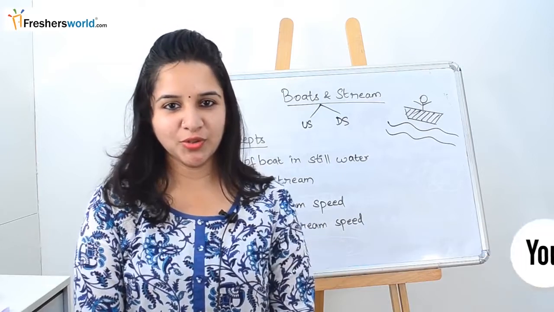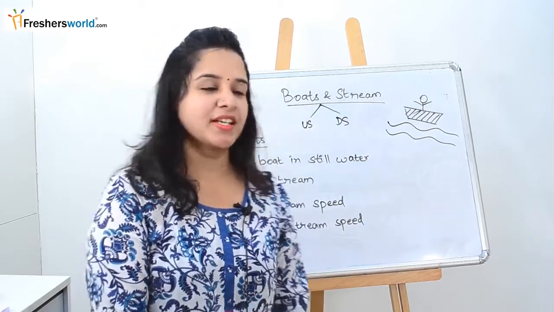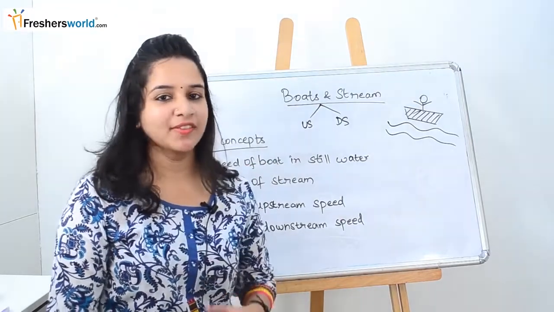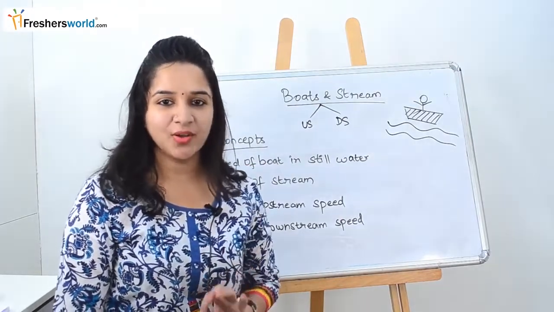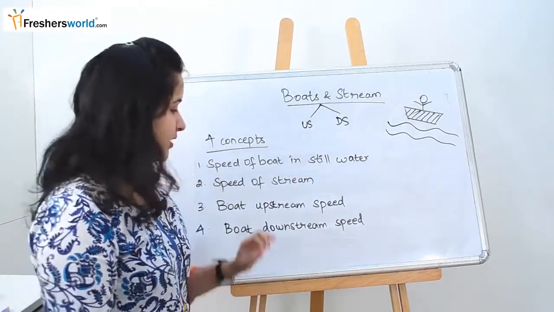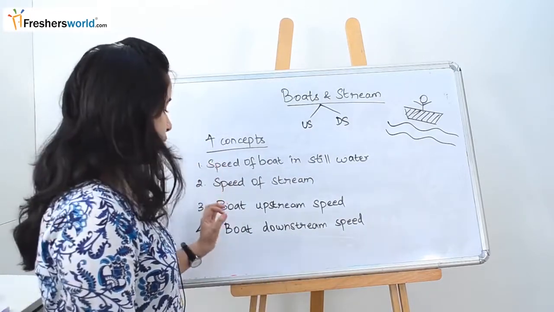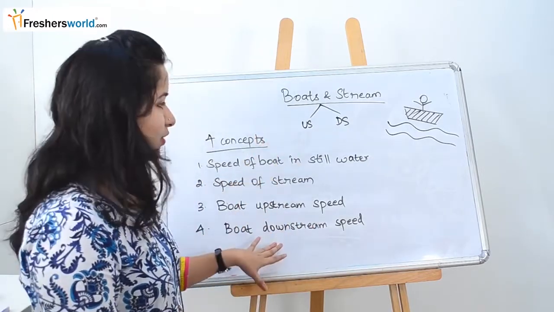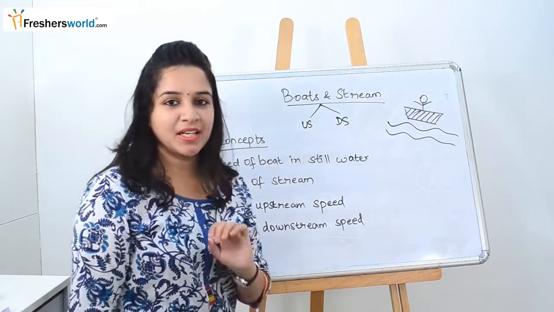The topic that we are going to look at today is boats and streams. Before going into the concepts of boats and streams and solving various sums, we should know 4 basic concepts in boats and streams. One is the speed of the boat in still water, the speed of the stream, the boat upstream speed and the boat downstream speed. Before going in depth into the concept, let's know what is upstream and downstream.